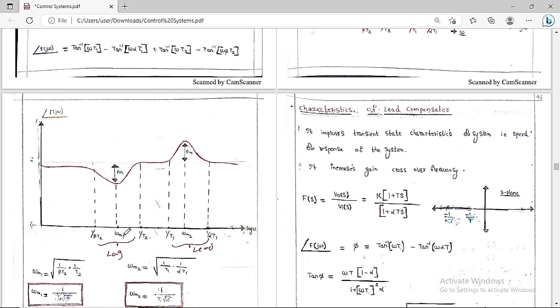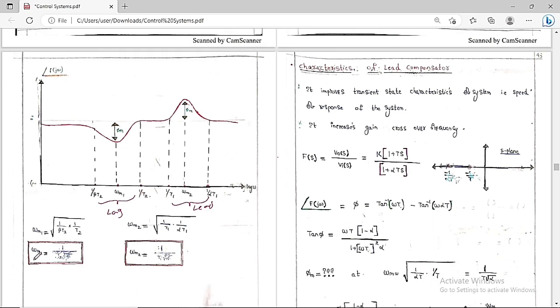So what is this value? It is the geometric mean of the cutoff frequencies. Omega m1 is equal to root over 1 by beta T2 into 1 by T2. If we solve this one, we get omega m1 is equal to 1 by T2 root beta. And omega m2 is nothing but the geometric mean of the cutoff frequencies, which is root over 1 by T1 into 1 by alpha T1. If we simplify, we get omega m2 is equal to 1 by T1 root alpha. This is the thing you always have to keep in your mind.